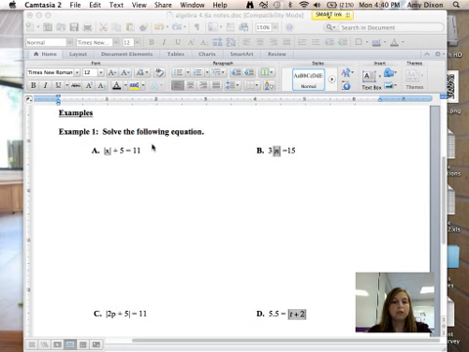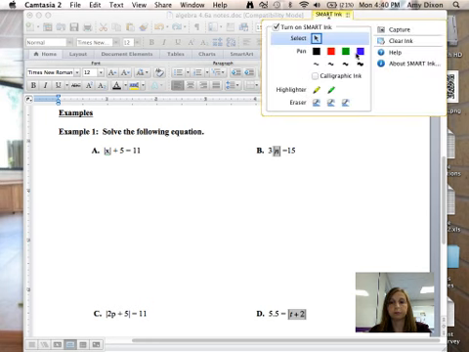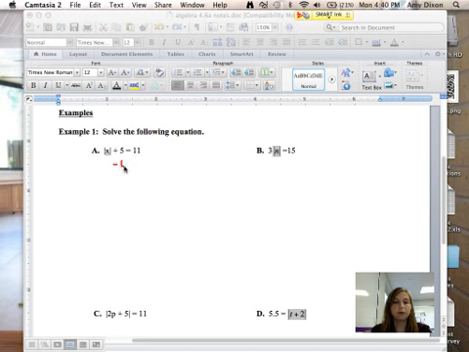Example 1, absolute value of x plus 5 equals 11. Okay, so we have to isolate the absolute value of x. So that's what we're going to do first. We want it by itself, so we're going to subtract 5 from both sides. Then we get the absolute value of x equals, and then 11 minus 5 is 6. So you get the absolute value of x equals 6.